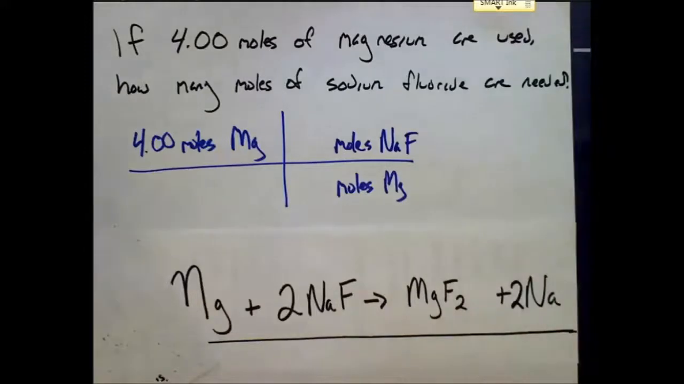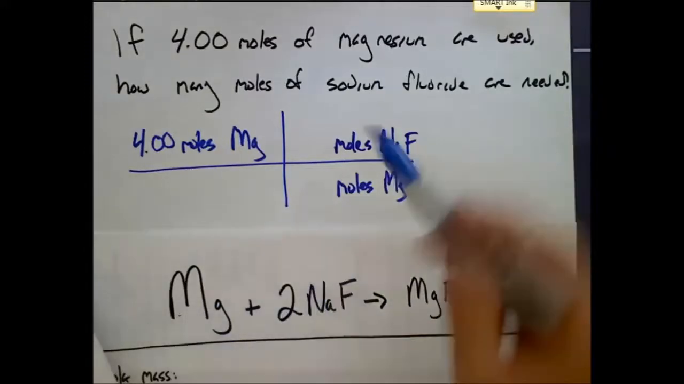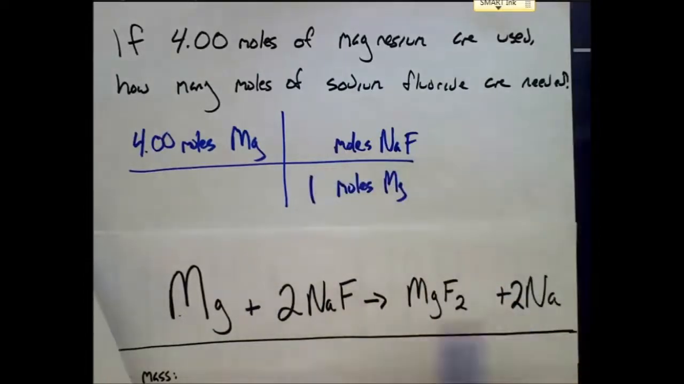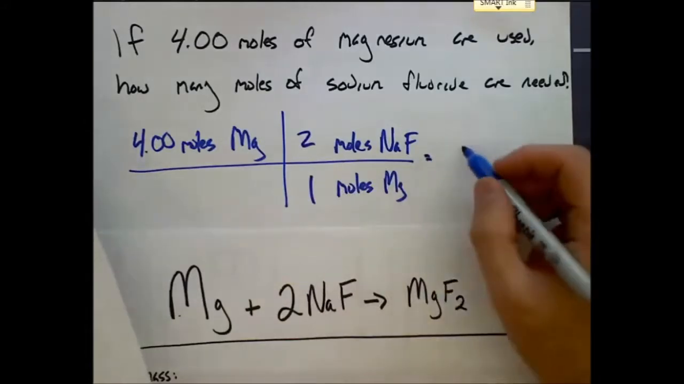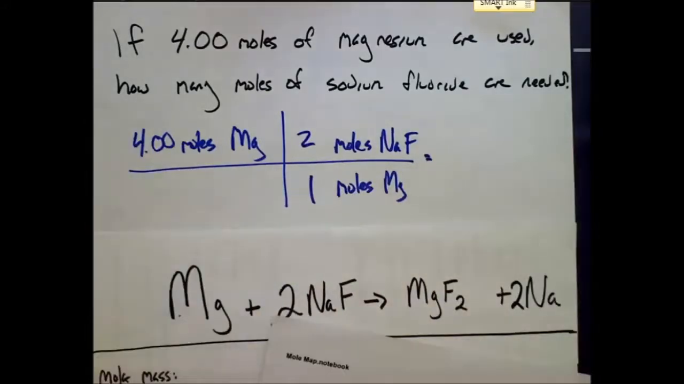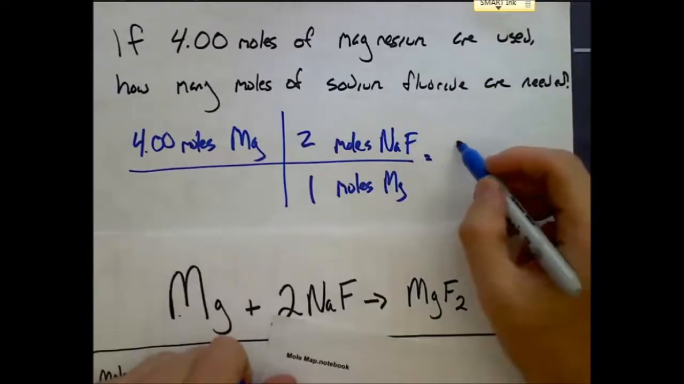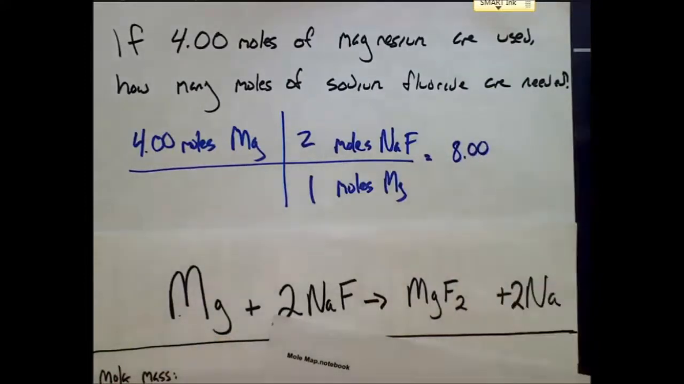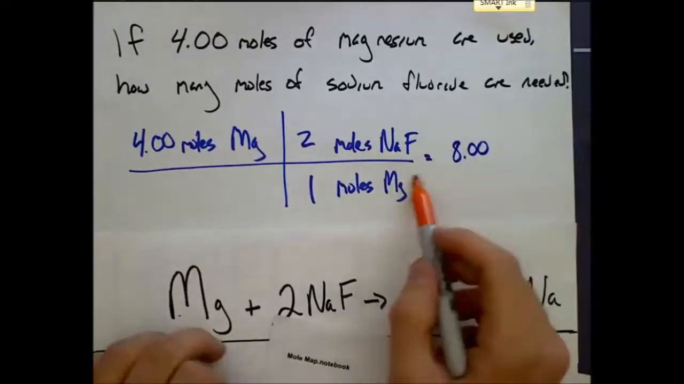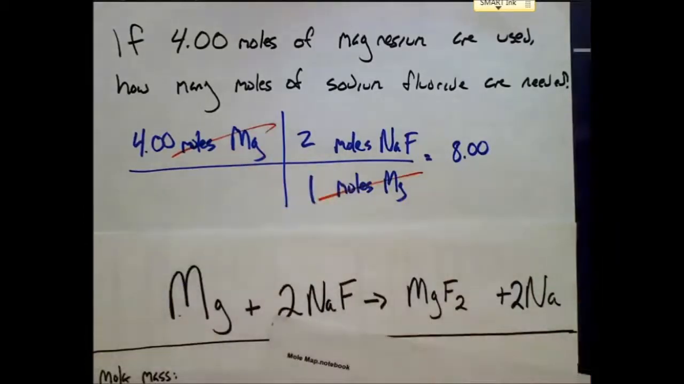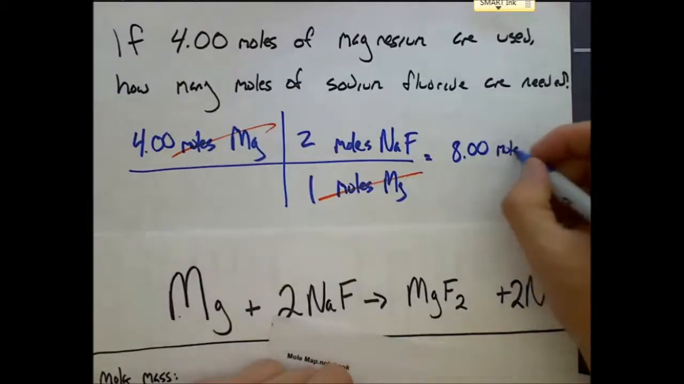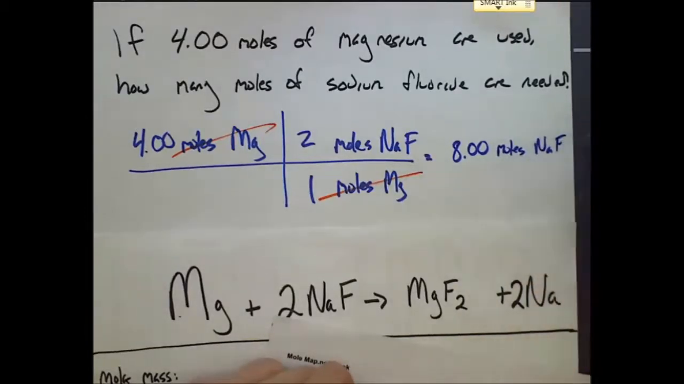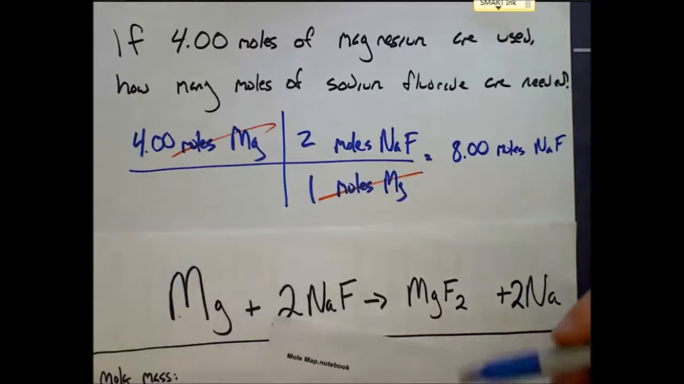All we need to do now is look at the balanced equation to find our ratio. We have 1 mole of magnesium, we have 2 moles of sodium fluoride. So we multiply, divide, and cancel. 4.00 times 2 is 8.00. To figure out our units, cancel moles of magnesium, since it's on both the top and the bottom. 8.00 moles of sodium fluoride would be our answer.